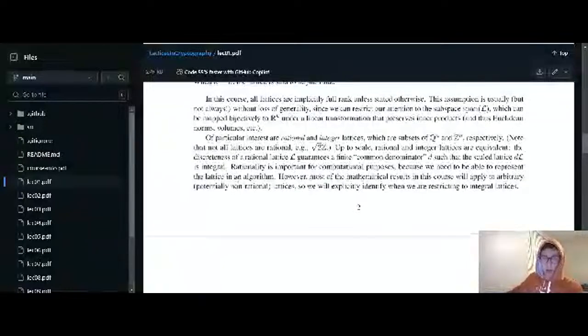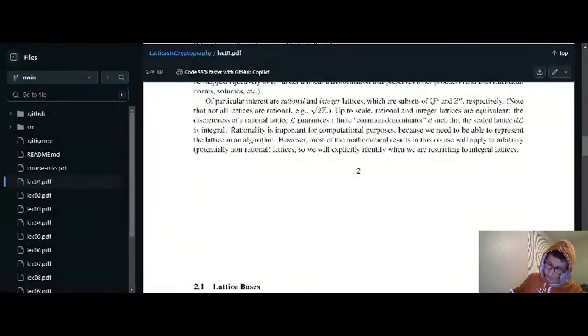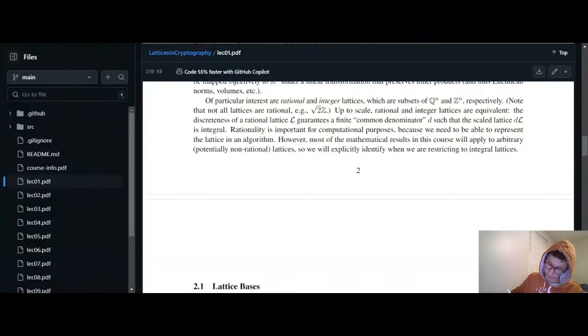So this last part: rationality is important for different persons who understand. Yeah, so I'm probably gonna bold that, rationality. Cool.